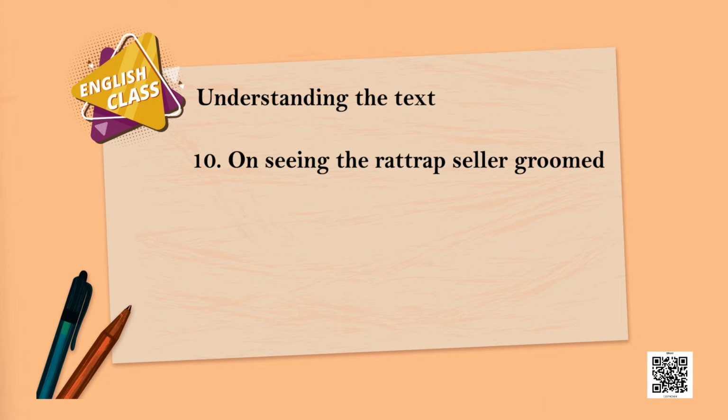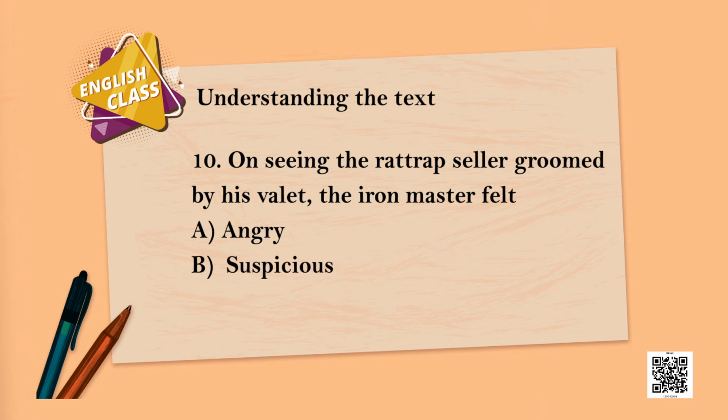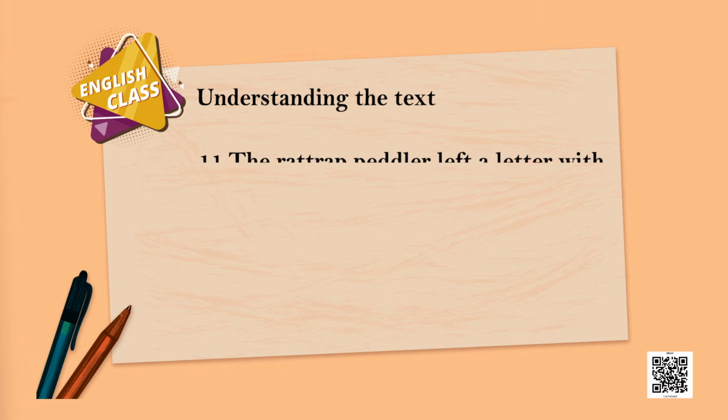Now, look at the next statement. On seeing the rat-trap seller groomed by his valet, the ironmaster felt A. Angry, B. Suspicious, C. Happy, or D. Not pleased. Yes, you are right. He felt very angry. Now look at the next.